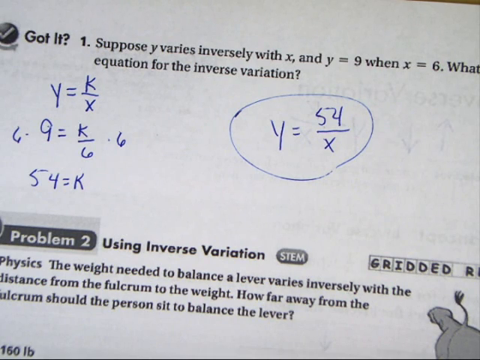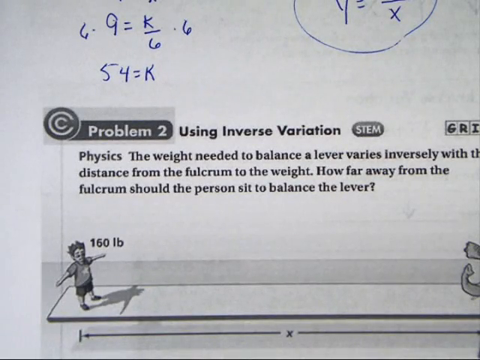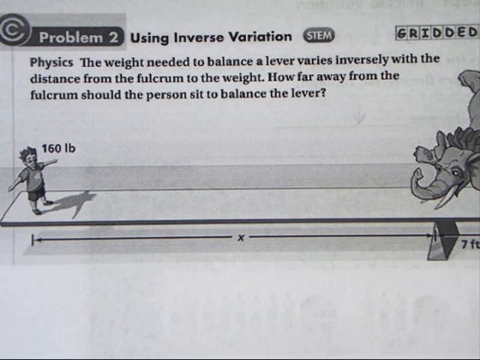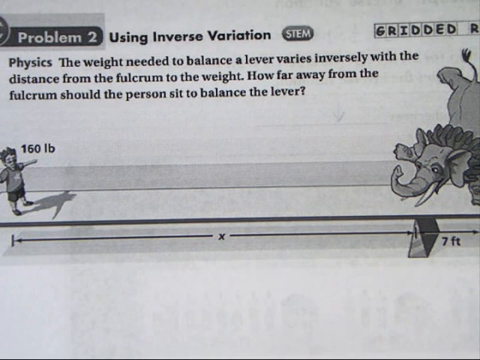We're going to do a word problem now. It says, the weight needed to balance a lever varies inversely with the distance from the fulcrum to the weight. How far away from the fulcrum should the person sit to balance the lever? I would hope this is at a circus. Yeah, we'll say it's a circus. Now, have you ever been on a seesaw where, if you're the heavier person, you want to sit somewhere, and if you're the lighter person, you want to sit somewhere else on the seesaw, and that way you balance? Have you ever done something like that?